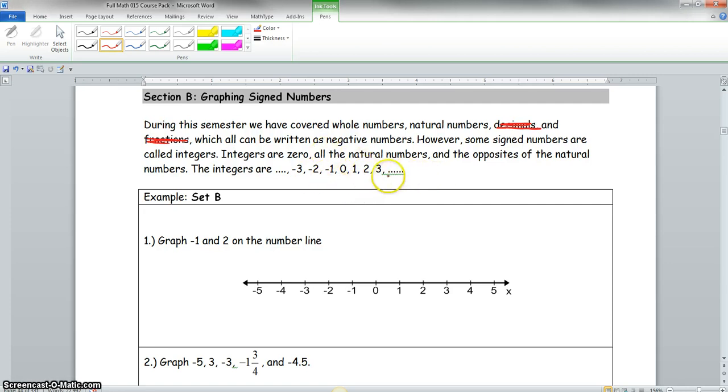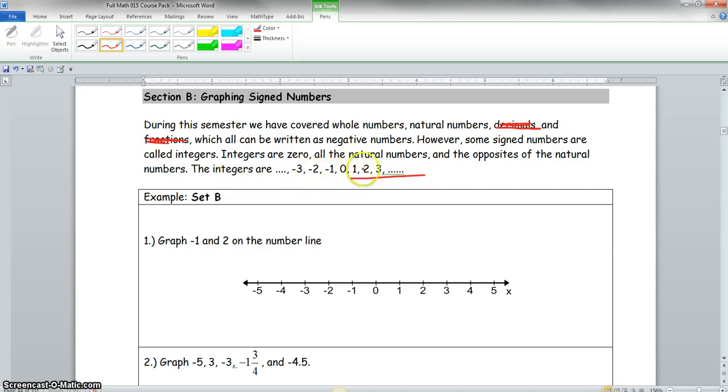Now, remember what you all learned before about natural numbers. Natural numbers are all of your counting numbers. So you know our counting numbers are 1, 2, 3, and so on. And you also learned about whole numbers, which would include 0.